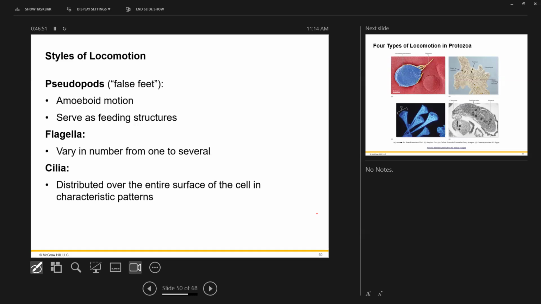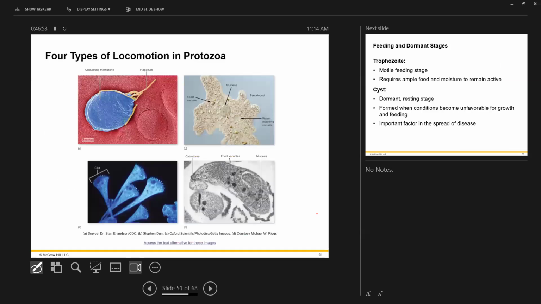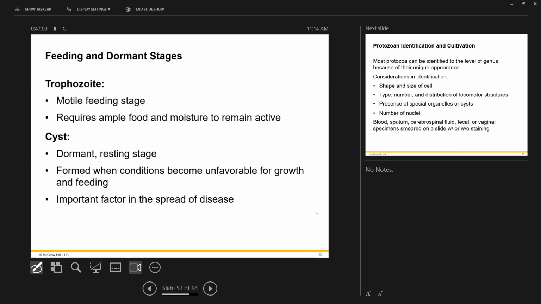So flagella, we learned about that. And cilia, we learned about that. Then the guys that don't move. So those are four groups. There's some pictures of them. Cool. So these guys also have a thing that applies to this up here.